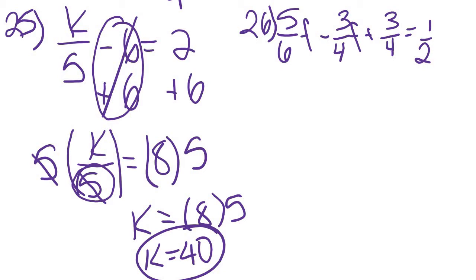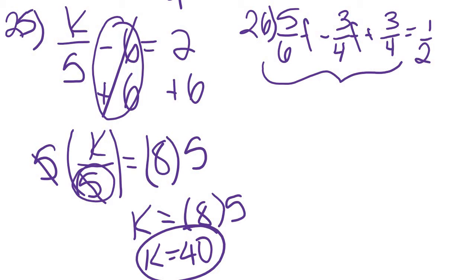Let me just start by combining like terms. So I got some stuff with f's. I got some stuff that doesn't have f's. There's a lot happening here, so let's go ahead and just ignore the other side of the equal sign right now. Let's fix this because it's giving me nightmares. There's too much happening there.